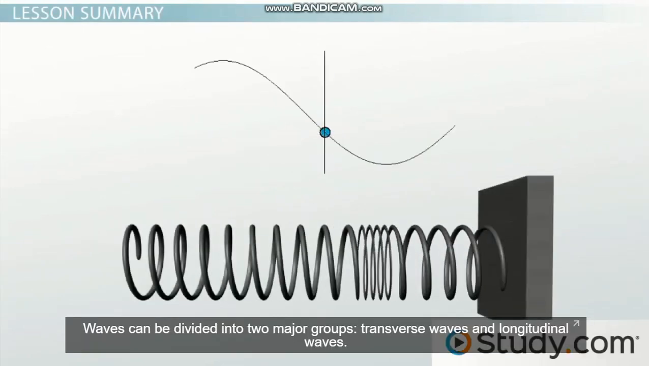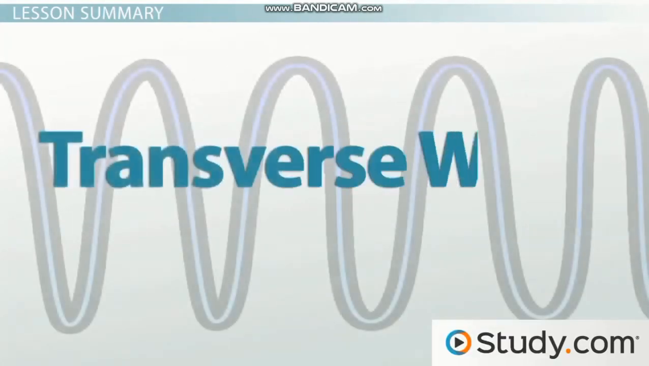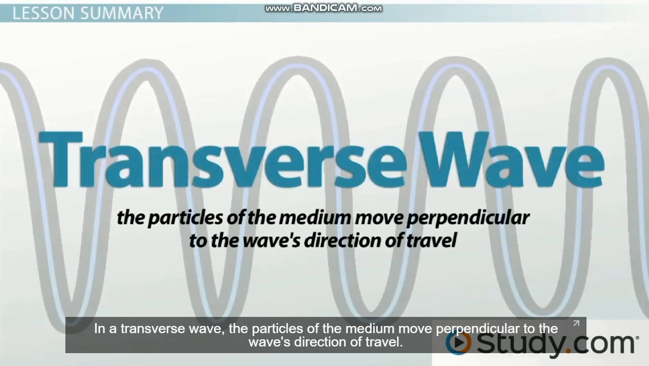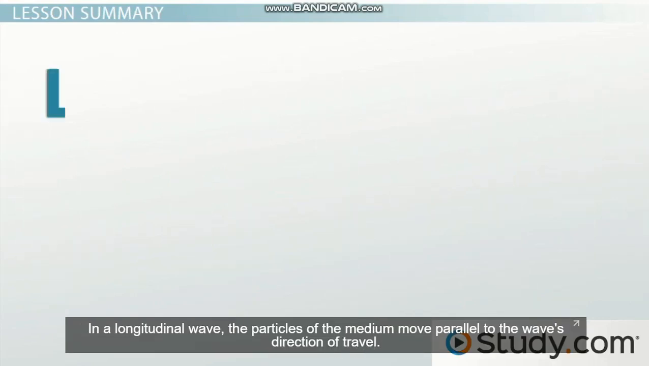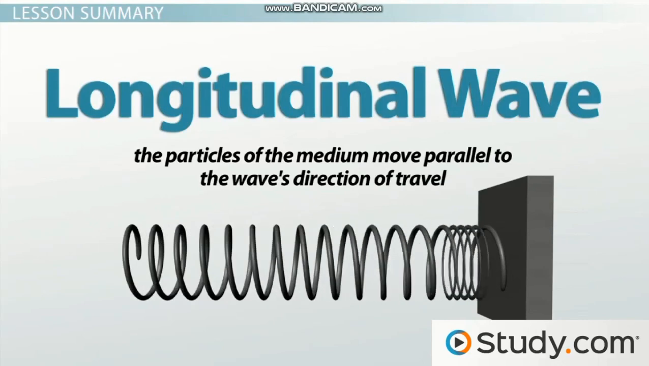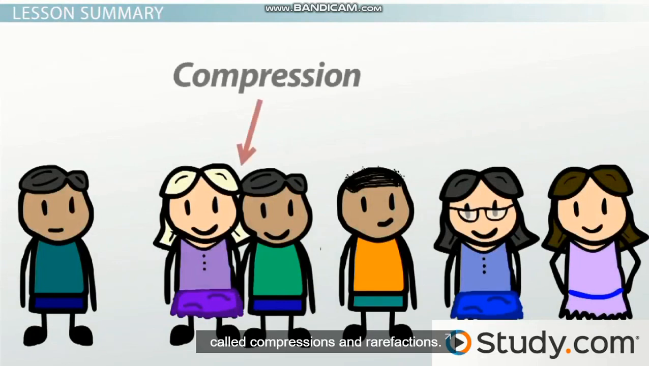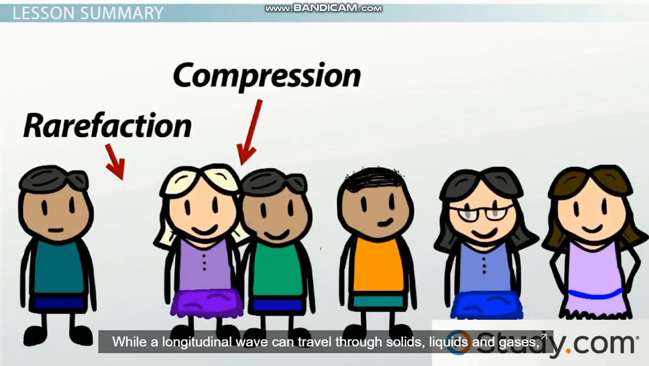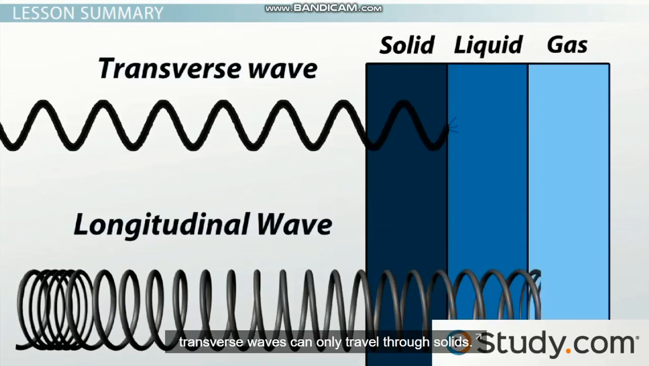Waves can be divided into two major groups, transverse waves and longitudinal waves. In a transverse wave, the particles of the medium move perpendicular to the wave's direction of travel. Transverse waves are characterized by peaks and valleys, called crests and troughs. In a longitudinal wave, the particles of the medium move parallel to the wave's direction of travel. This type of wave is characterized by areas of high and low densities in the medium, called compressions and rarefactions. While a longitudinal wave can travel through solids, liquids, and gases, transverse waves can only travel through solids.